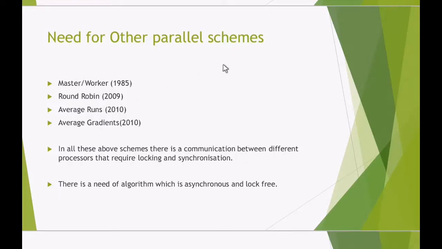For example, in master worker, one processor is given the charge to update the decision variable, and all other processors are used to compute the gradient. So there is communication between all these, from worker to master or master to worker. Similarly, in round robin, when one processor updates the decision variable, it has to tell all other processors that it has updated it. So these two, locking and synchronization, reduce the performance and decrease the speed of the algorithms.